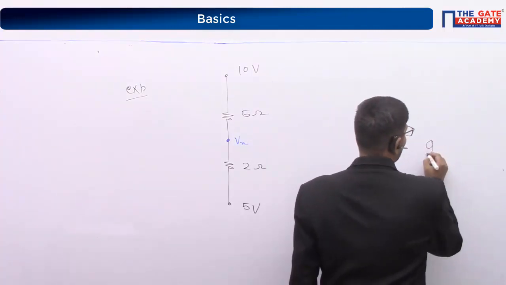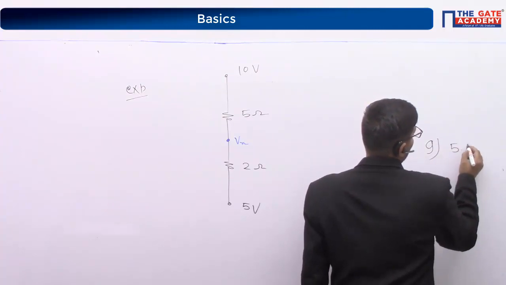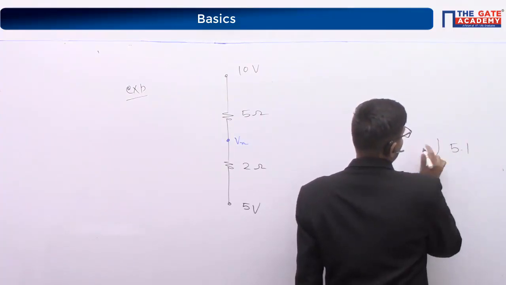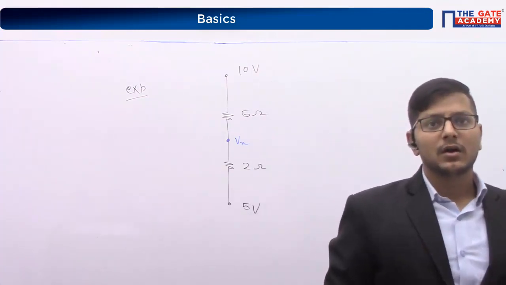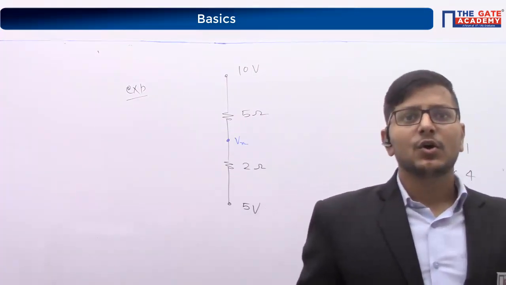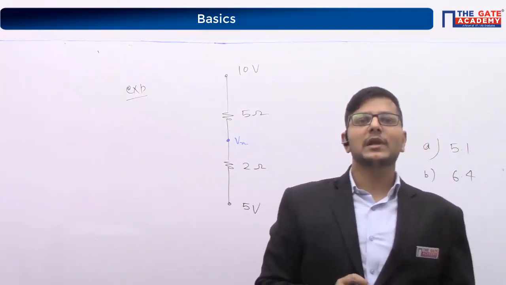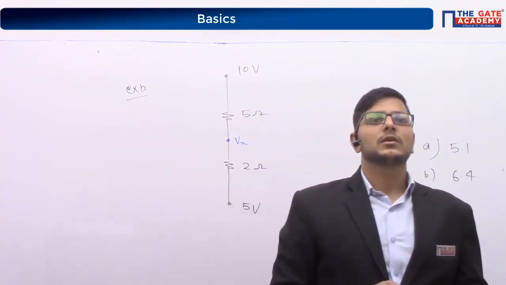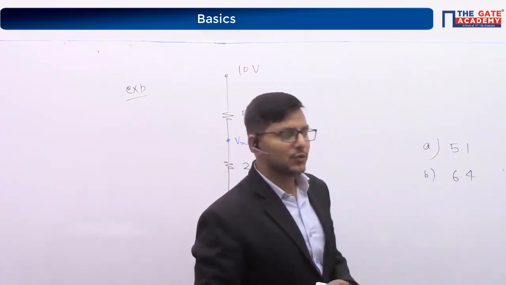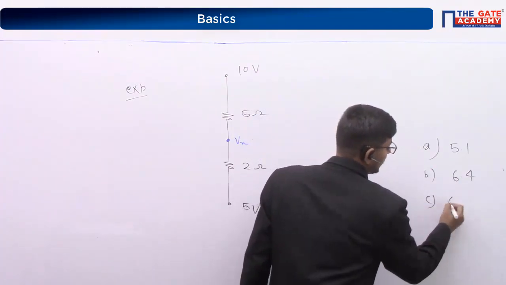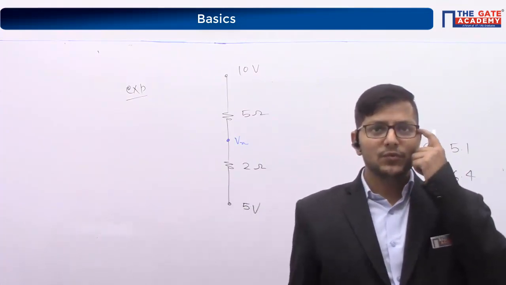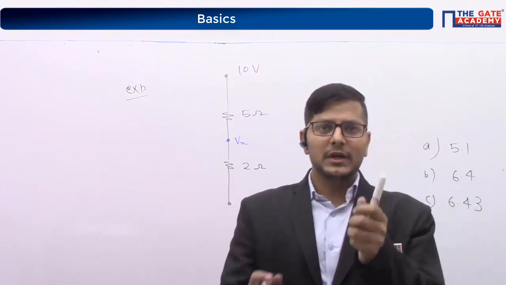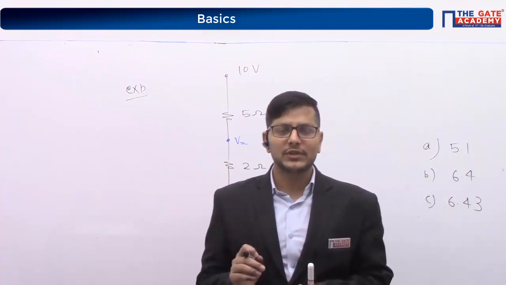Option 1 is 5.1. Anyone else? And 45 by 7, it will be approximately 6.4, I think 6.43. C, 6.43. Okay, 6.42. It means according to its answer will be 6.43, right?